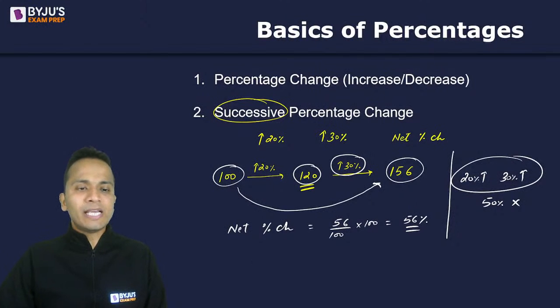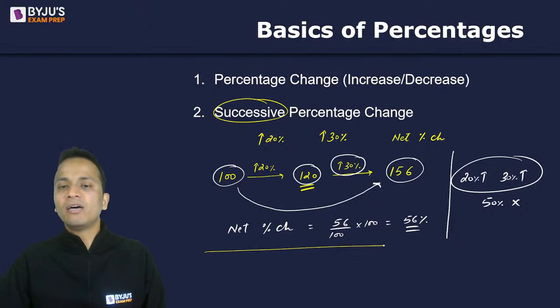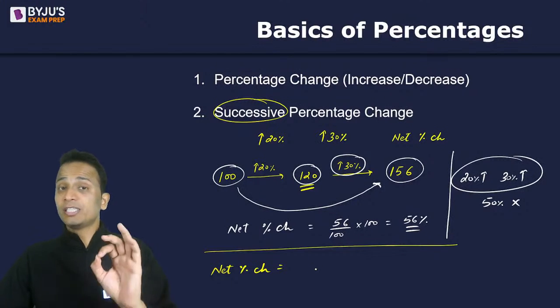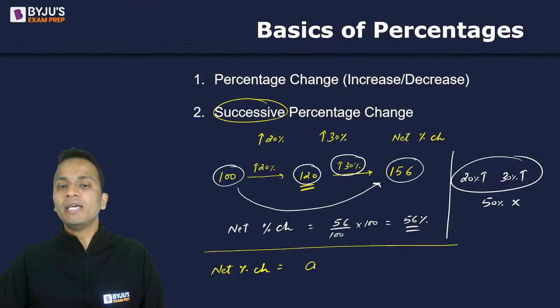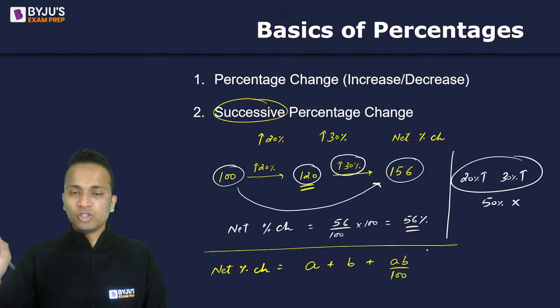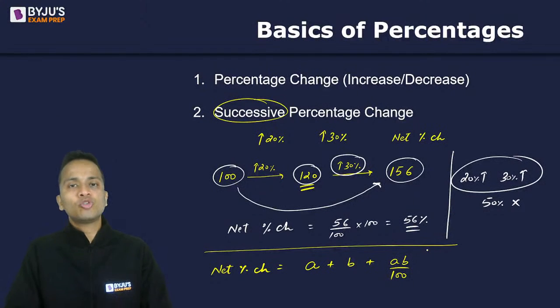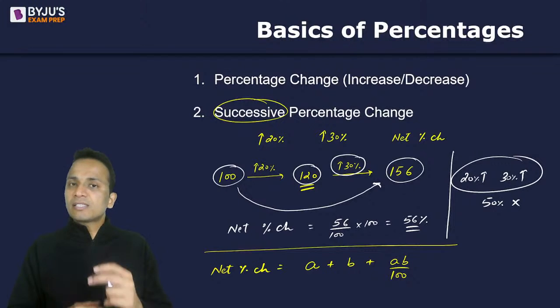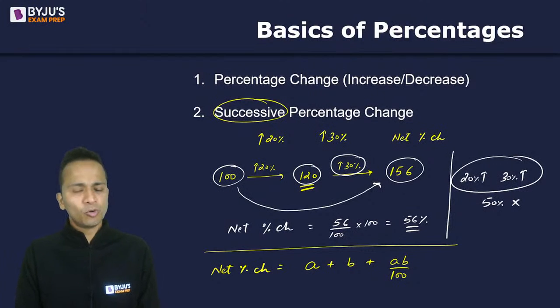Now, how to do the same thing using a shorter method. So there is a direct formula for finding the net percentage change whenever you are dealing with successive percentage change. So let us understand this formula. The formula is A plus B plus A into B divided by 100. So this is the formula that can be used to calculate net percentage change whenever you have successive percentage changes. Okay.